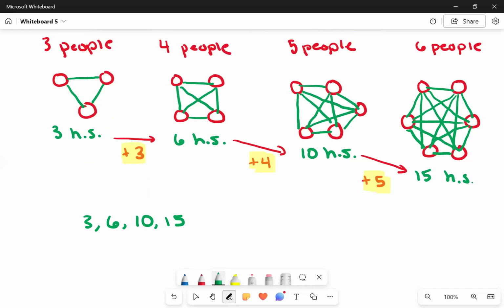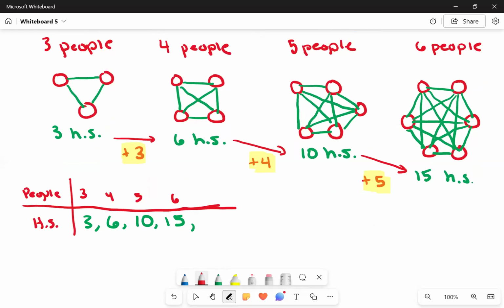So I need to go out to 15 people. So 7 people is coming next. These are people. These are handshakes. Okay. Just make a table. Why not? Let me go ahead and draw that out then. If I'm going to make a table, might as well. 7, 8, 9, 10, 11, 12, 13, 14, 15.